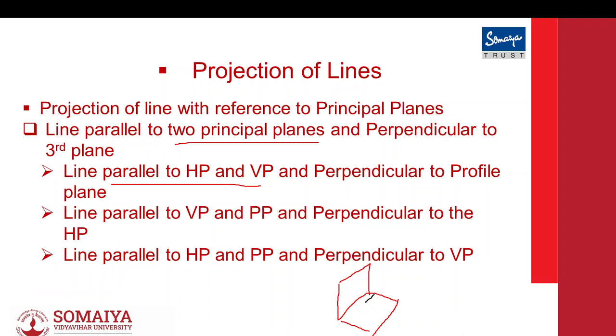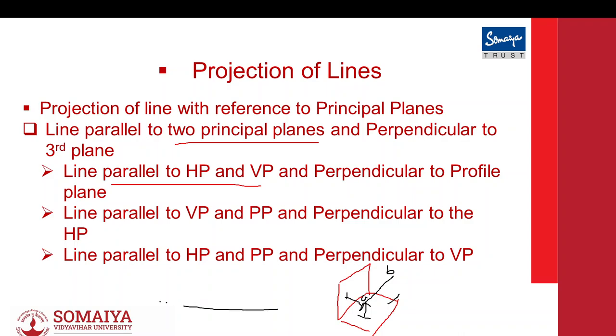Okay. So this is the line I am showing. This line is parallel to both these planes, right? Let us say this is the distance of the line above the HP. Let us take this point as A and this point as B. This is the distance the line is making in front. Getting this? Yes. The line is above HP and in front of VP.